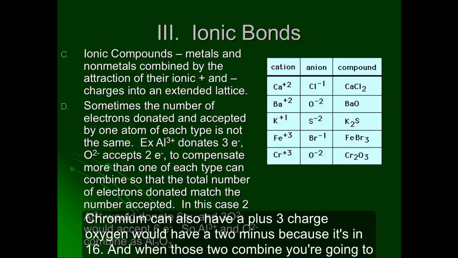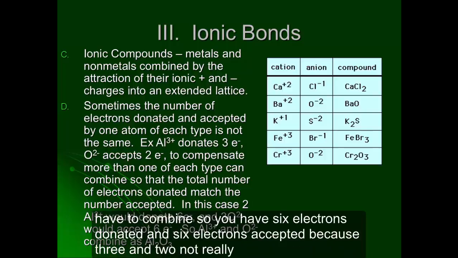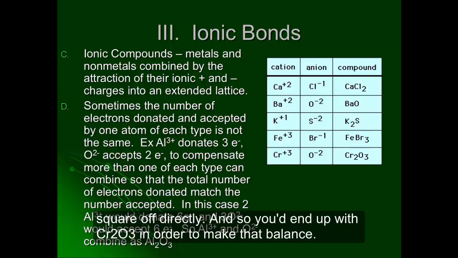Chromium can also have a +3 charge. Oxygen would have a 2- because it's in 16. And when those two combine, you're going to have to combine so that you've got 6 electrons donated and 6 electrons accepted, because 3 and 2 don't really square off directly. And so you'd end up with Cr2O3 in order to make that balance.